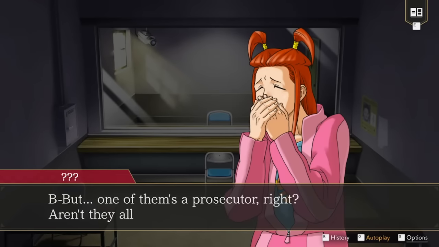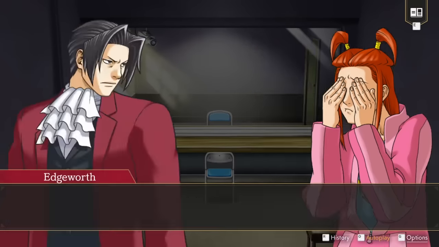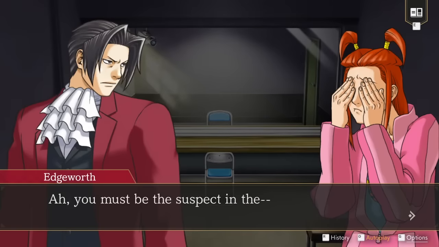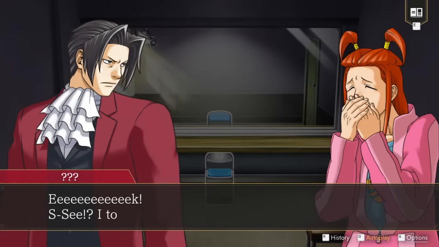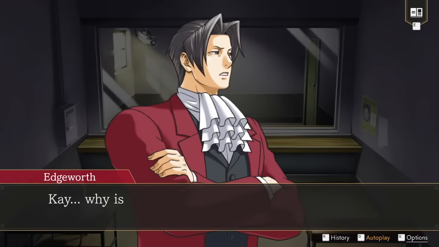Now, what immediately makes Simeon different from the previous two twist villains in this video is that he's not introduced as one of the game's main characters. Instead, Simeon acts as the main suspect during the second case of the game, and it's up to the protagonist, in this case Miles Edgeworth, to prove his innocence.